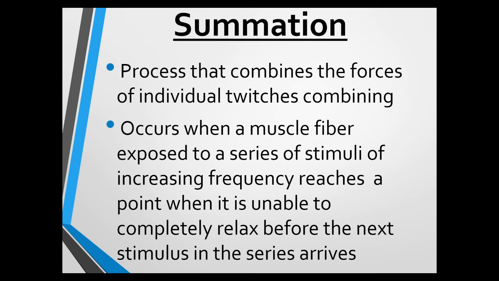Summation is the process that combines the forces of individual twitches. So it occurs when a muscle fiber exposed to a series of stimuli of increasing frequency reaches a point when it's unable to completely relax before the next stimulus in that series arrives. So it's kind of like a summation of twitches, like a wave. And that means that more than one unit is going to be stimulated.